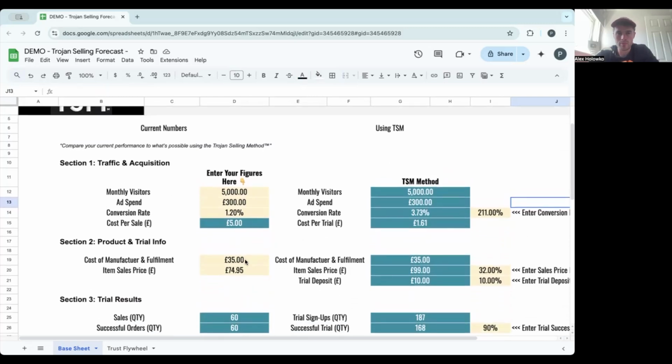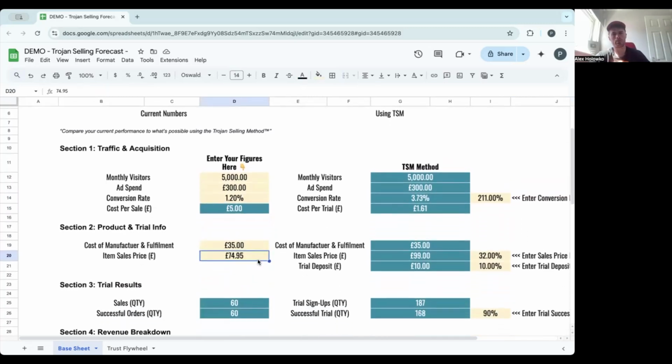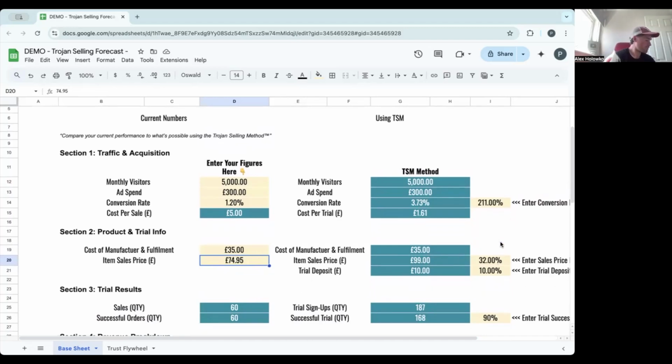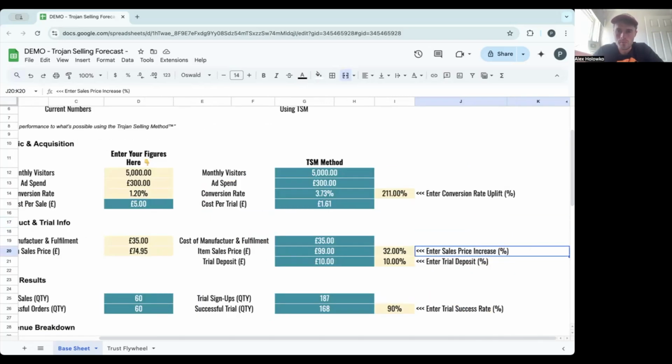Now, if we come down, we can see the cost of manufacturing and item sales price. That does not change. That stays exactly the same. But over on this side, we can look at the item sales price and trial deposit. Now, let me run through what these are, right? The sales price is the total price someone will pay for the item from the beginning to the end of a trial, okay? And now you'll notice here we have something like sales price increase. And that's because, look, we're making a better offer so we can increase the price of the product.